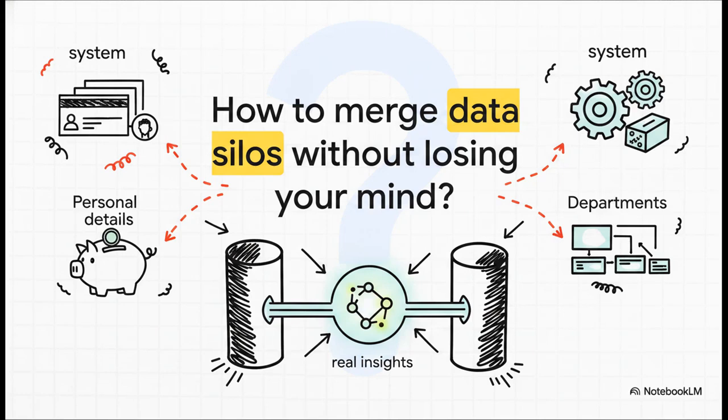Have you ever just stared at your organization's data and felt completely overwhelmed? You've got one system holding personal details, another system tracking finances, and maybe a completely separate third one managing departments. It's all there, but none of it is talking. So how do you actually merge massive, disconnected data silos without losing your mind? How do you get them to communicate so you can uncover the real insights hiding just beneath the surface? Well, let's figure out how to bridge those gaps.